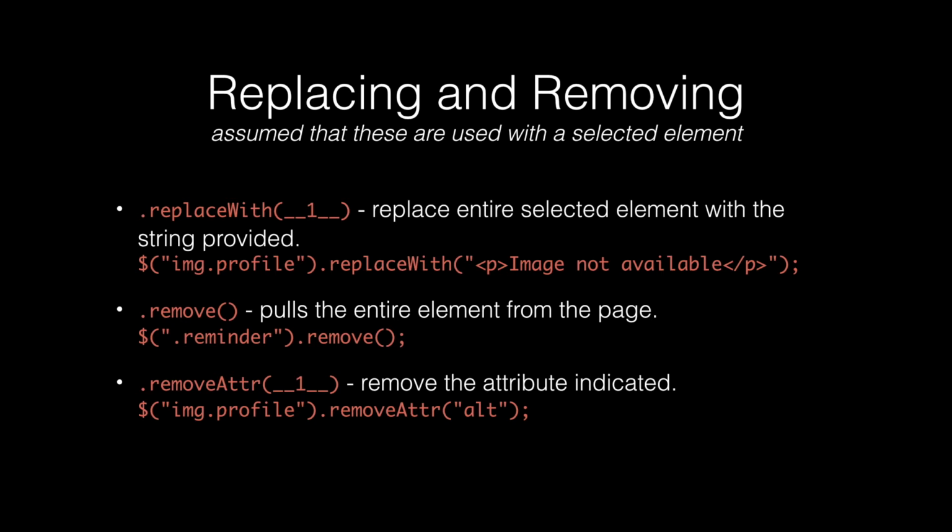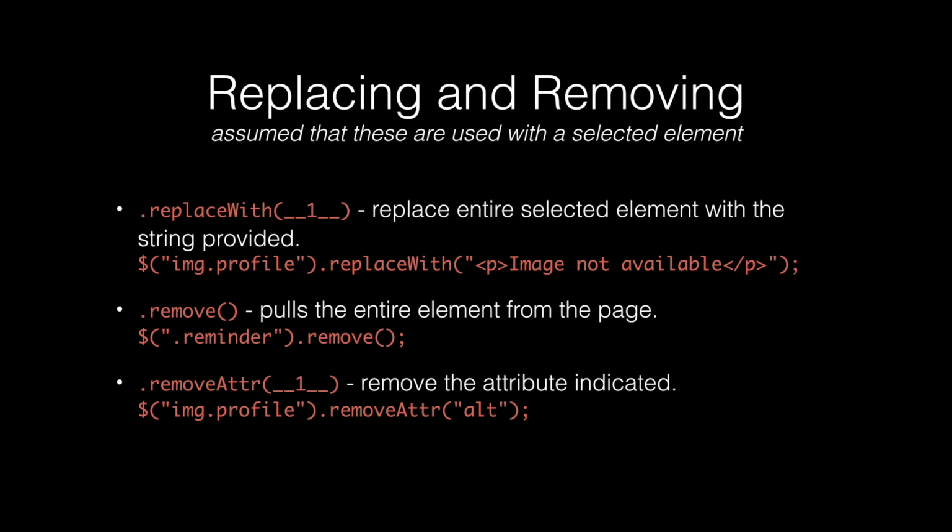So if we select the image with a class of profile and we replace it with a paragraph that says the image is not available, well, we have effectively now pulled that image out of the DOM and put a paragraph in its place. Or we could call remove. This pulls the entire element off of the page. So we've selected something and we've called remove. All we've done is just pull it out. We haven't replaced it, we've just removed it.